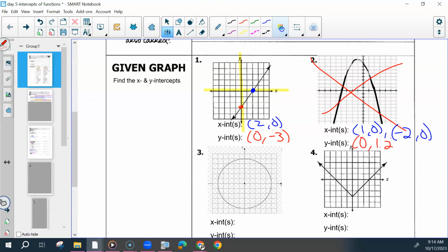0, 1.2. You could go 1.5, 1.3, 1.4, any of those. If you want to be very specific, go 1.35, whatever. As long as it makes sense. 1.9 probably wouldn't make sense because it's not close to 2. 1.1 wouldn't make sense because it's not close to 1. But somewhere in there. Alright. Are there any others, 3, 4, 5, or 6 that we want to go over or have questions about?